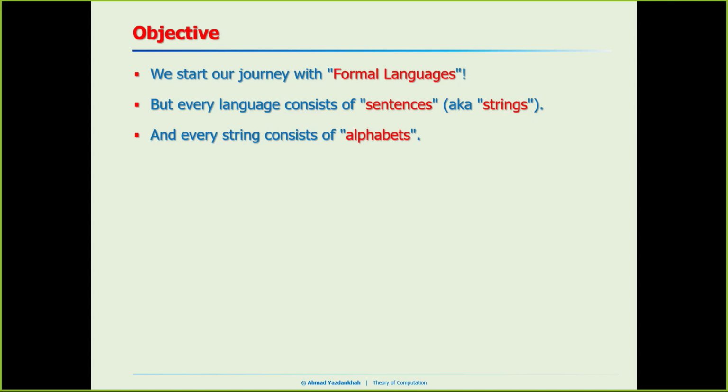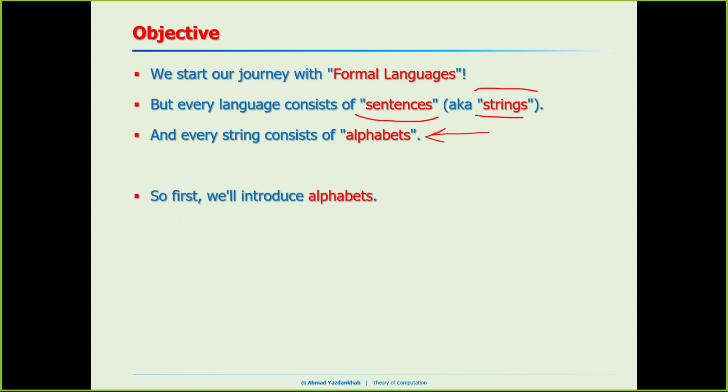But formal language, actually it's a language, and every language consists of sentences or strings. We can call it string as well. Actually, in this course, mostly I will call it string instead of sentence. But if you read other books or articles, they might call it sentences as well. And every string or sentence needs some alphabet. So first we start with the alphabet.